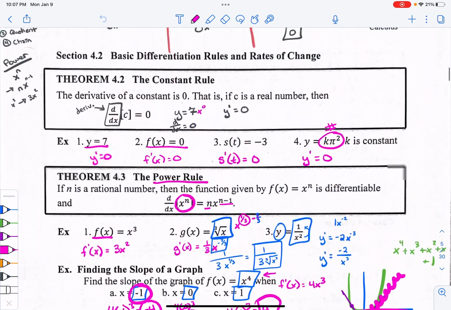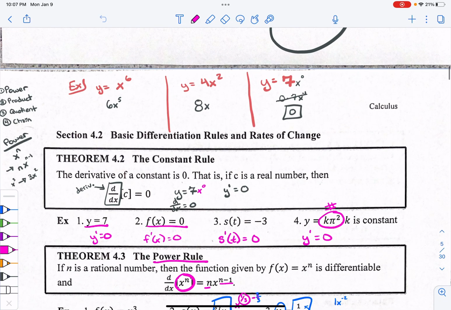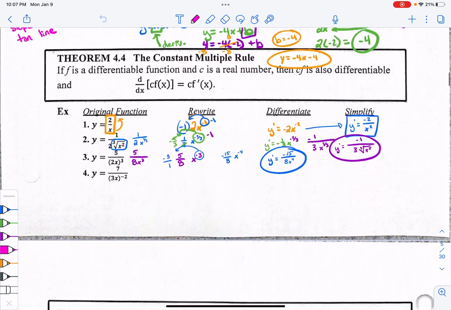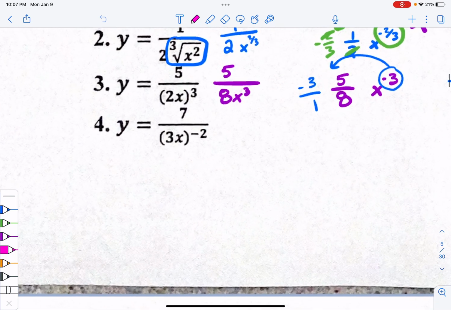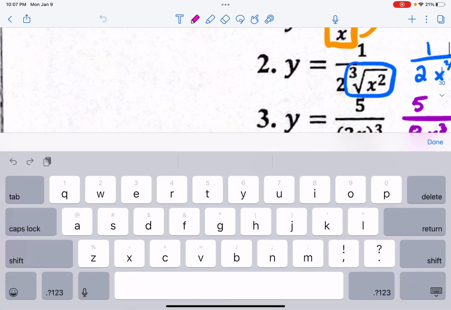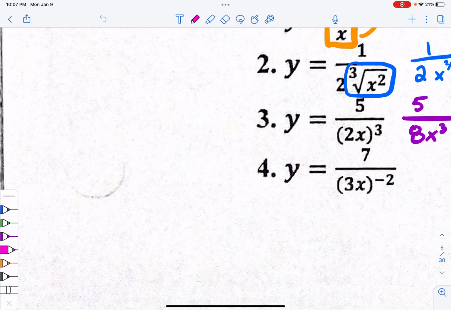Okay, Calc, we are still in section 4.2. This is the second half. We're going to start with number 4 down here at the bottom, and then we'll do the whole backside for notes. But just as a review, this section is all about the power rule.